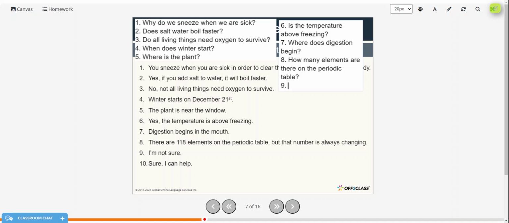I'm not sure. This could be anything. See, how does rocket science work? Could say I'm not sure. And can you help me with this question? Sure, I can help.